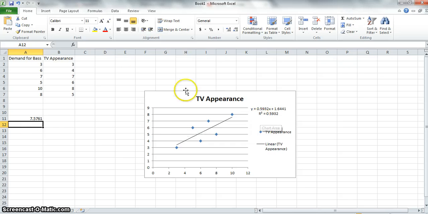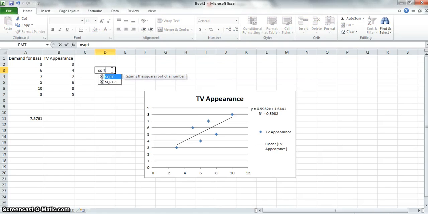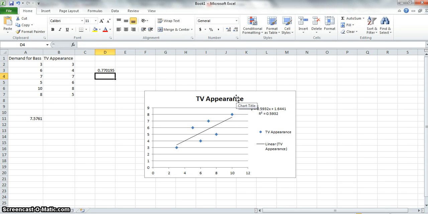The r value, if you want to find your correlation coefficient, is just the square root of r squared, so 0.5932. So it's about 0.7702 is what it would be.